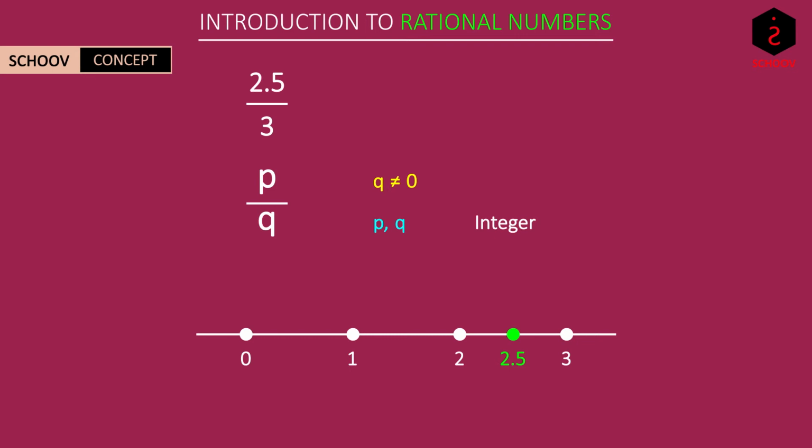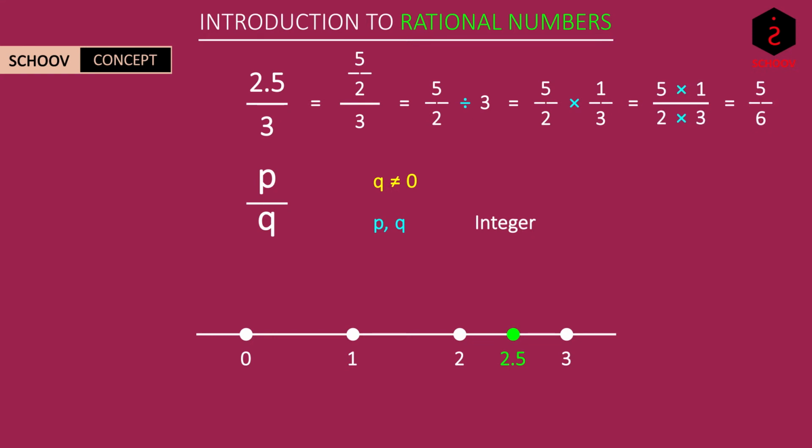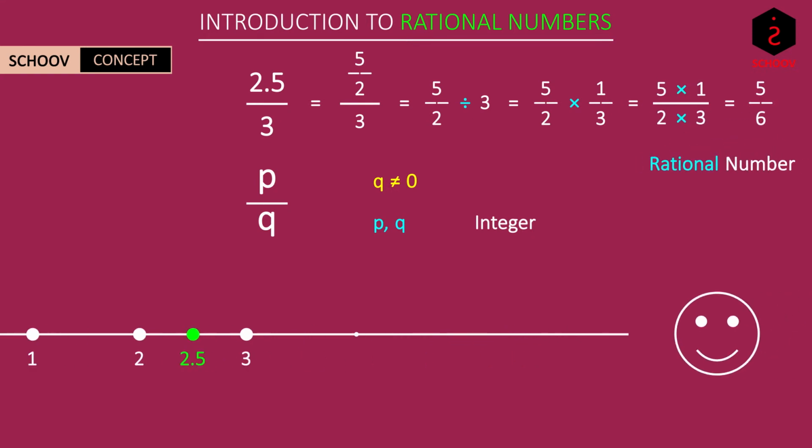2.5 is nothing but 5 by 2. 2.5 by 3 is 5 by 2 upon 3, which means 5 by 2 divided by 3, or 5 by 2 into 1 by 3. Solve it. We get 5 by 6, and 5 by 6 is a rational number because 5 and 6 are both integers.